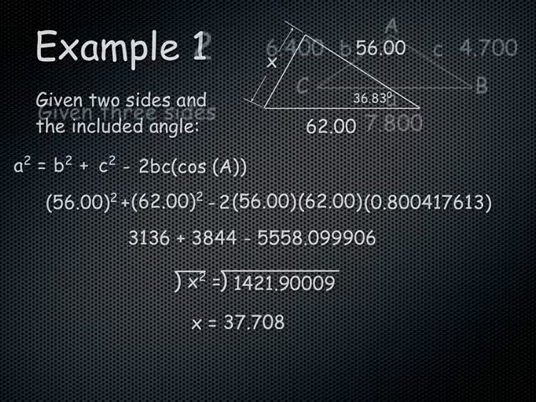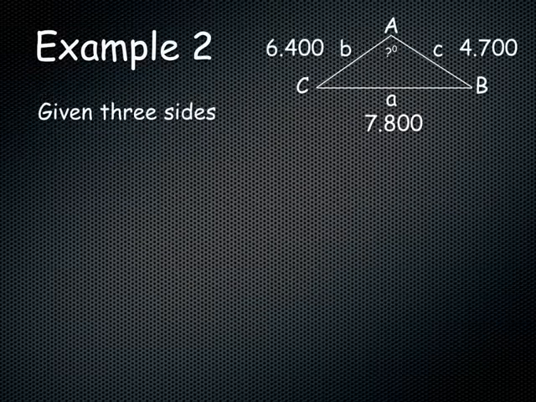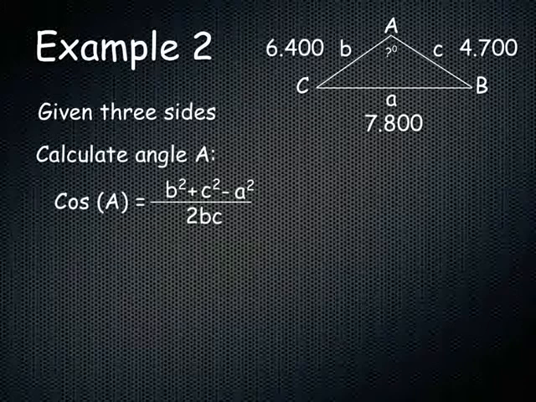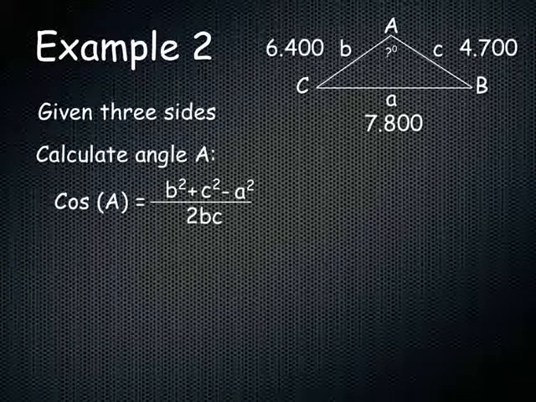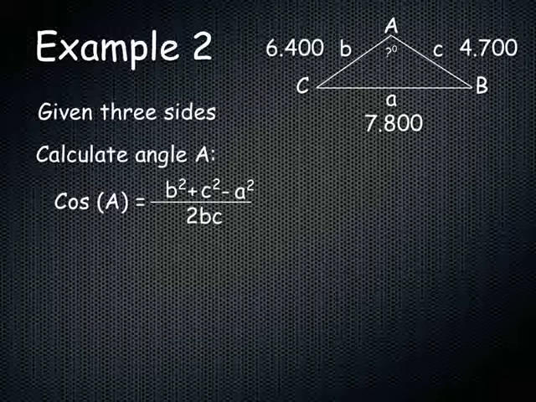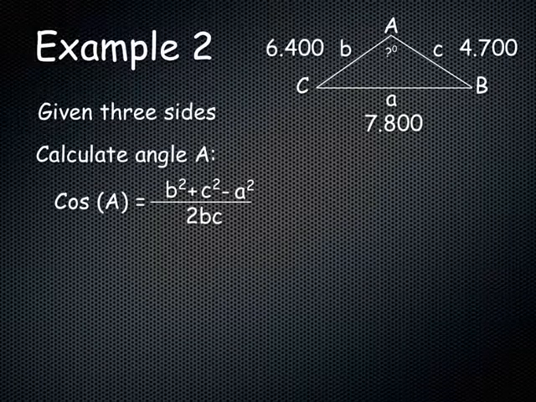Let's take a look at another example. Given 3 of the sides, and we're looking for the angle this time, we rearrange the first formula again to solve for angle, solving for the cosine of angle A, and we get b squared plus c squared minus a squared over 2bc equals the cosine of angle A.